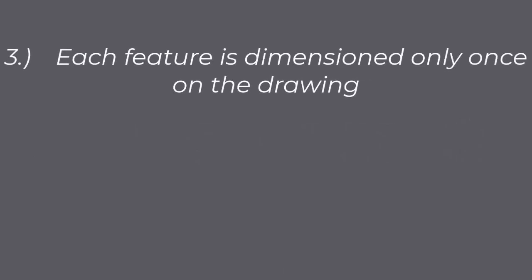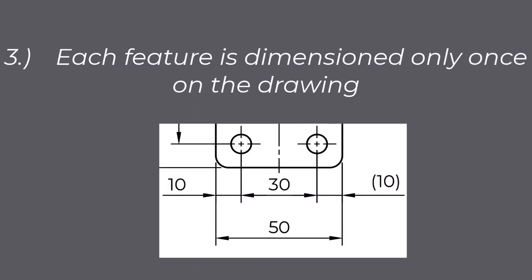If we need to dimension something twice for informational purposes, we can use auxiliary dimensions. The auxiliary dimensions are placed into parentheses. The comma should be used as a decimal separator.